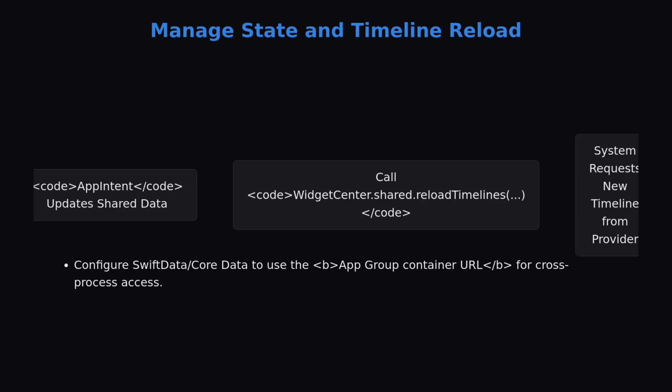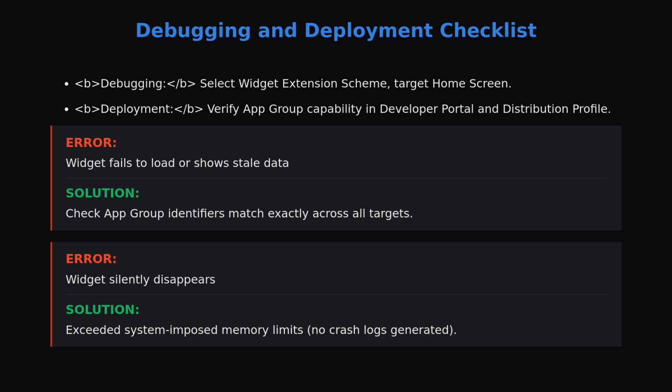For persistent state management that goes beyond simple user defaults, configure robust solutions like SwiftData or Core Data. Ensure these frameworks are initialized to use the App Group Container Uniform Resource Locator. This configuration guarantees that both the host application and the widget extension process can reliably read and write to the exact same data store, maintaining synchronization.